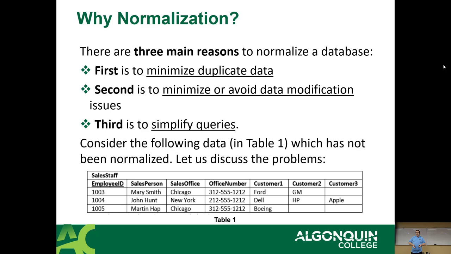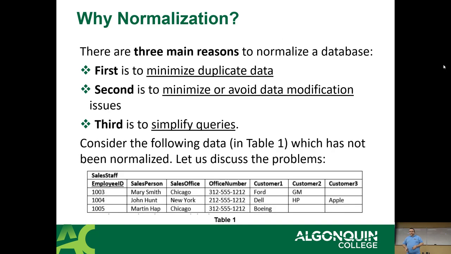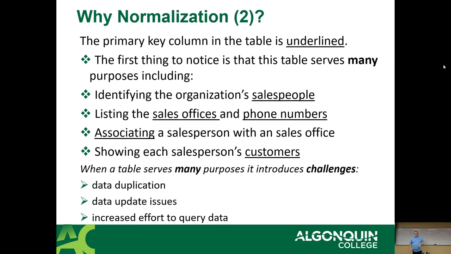It's not been normalized. So we're going to discuss a few of the problems in it. You will notice that you've got an employee ID, salesperson, sales office, office number, customer one, customer two, customer three, and you've got some gaps in the data. There's a variety of things in there. Some of this data, you'll notice, the office numbers are duplicated and the sales office is duplicated, that kind of stuff.